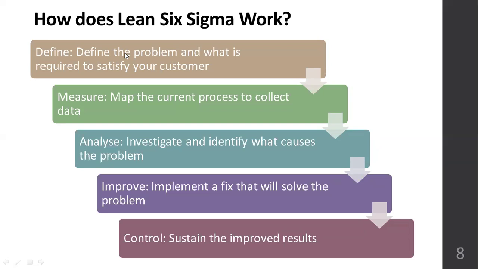Then measure. Map the current process to collect data. The second step is to map the current process to collect data, which means right now, as we speak, what is happening. Draw it out. Do a process mapping. Do a bar graph, histogram of the present data. So that is mapping out your current process.